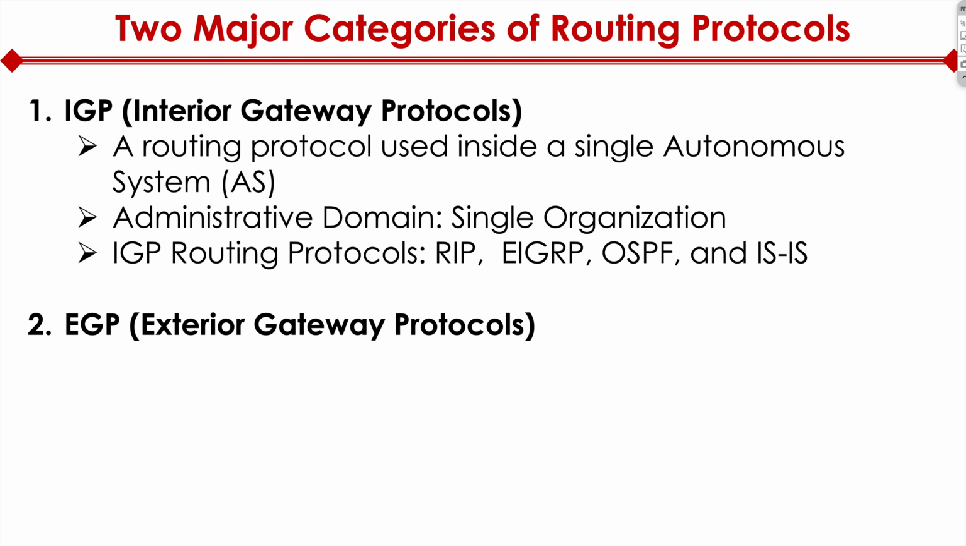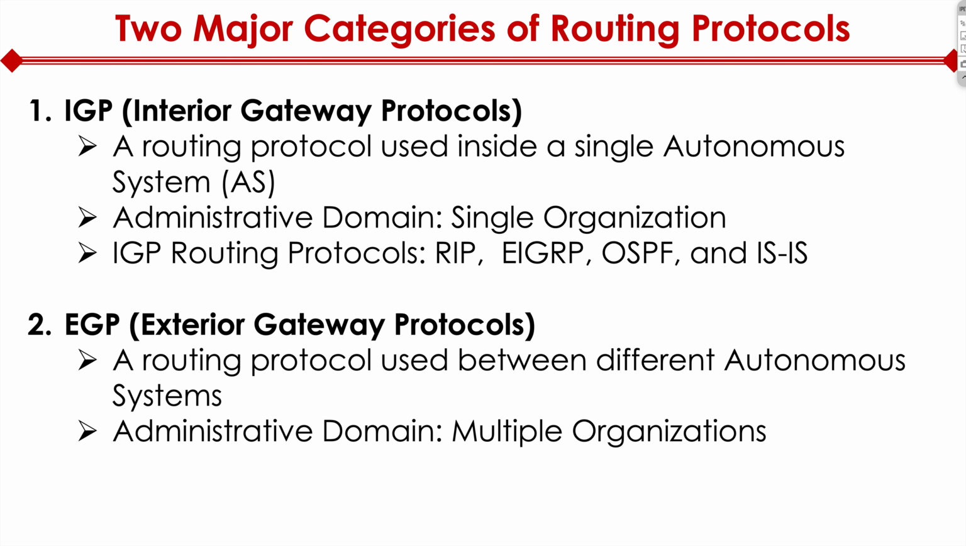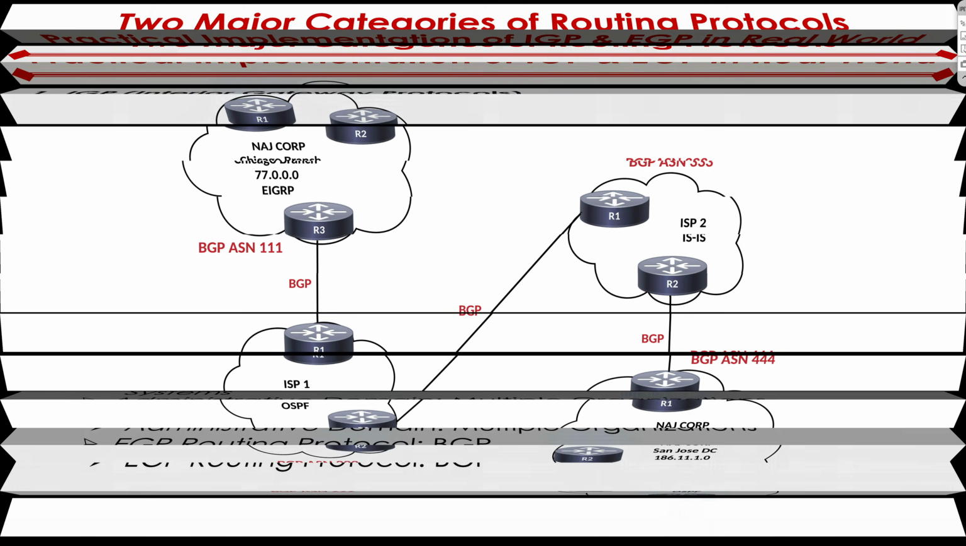EGP, on the other hand, or exterior gateway protocols, is where you have different autonomous systems in the mix. And the administrative domain here is multiple organizations instead of a single organization. And there's only one EGP on planet Earth. It's called BGP, or Border Gateway Protocol.